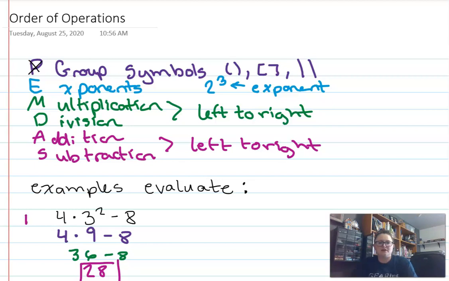So let's just do another example. Make sure we really get what's going on here. This example, let's do 27 divided by 3 squared plus 3.